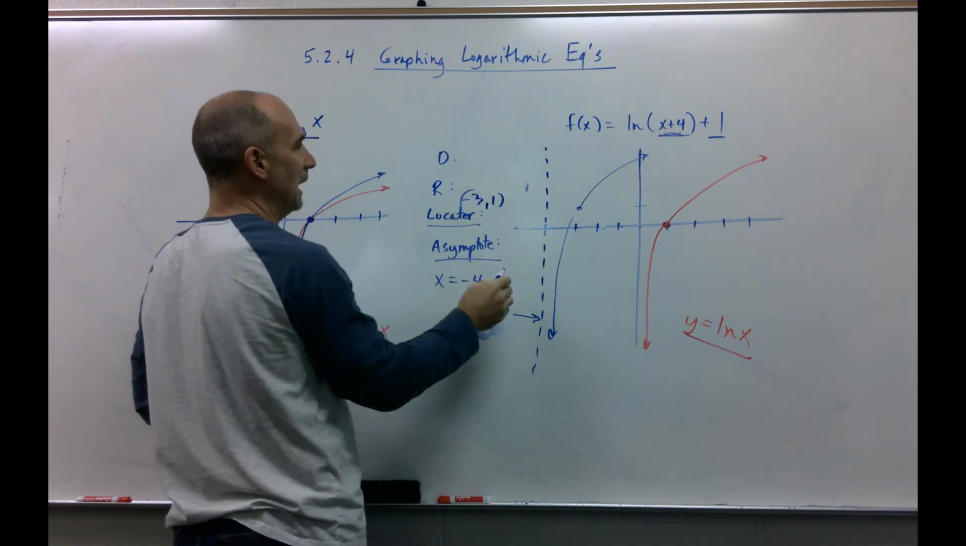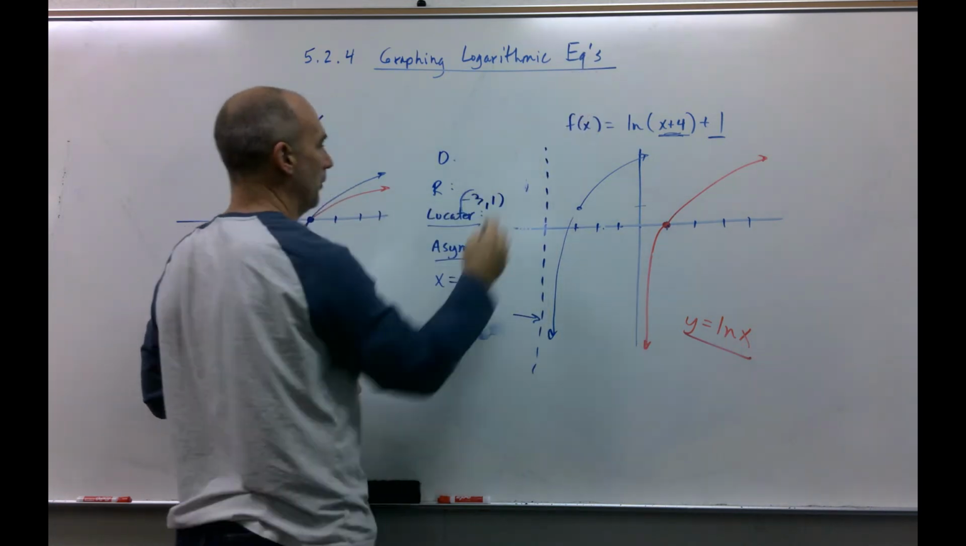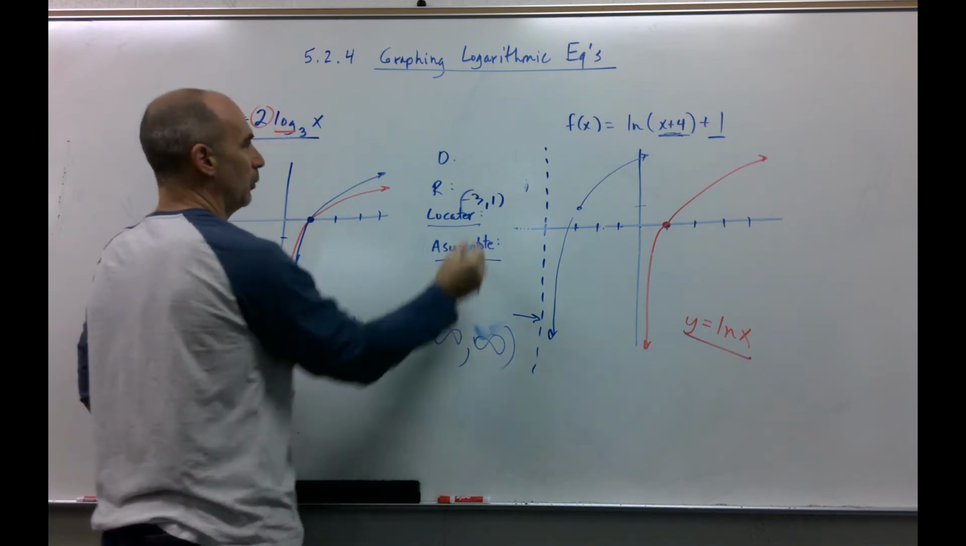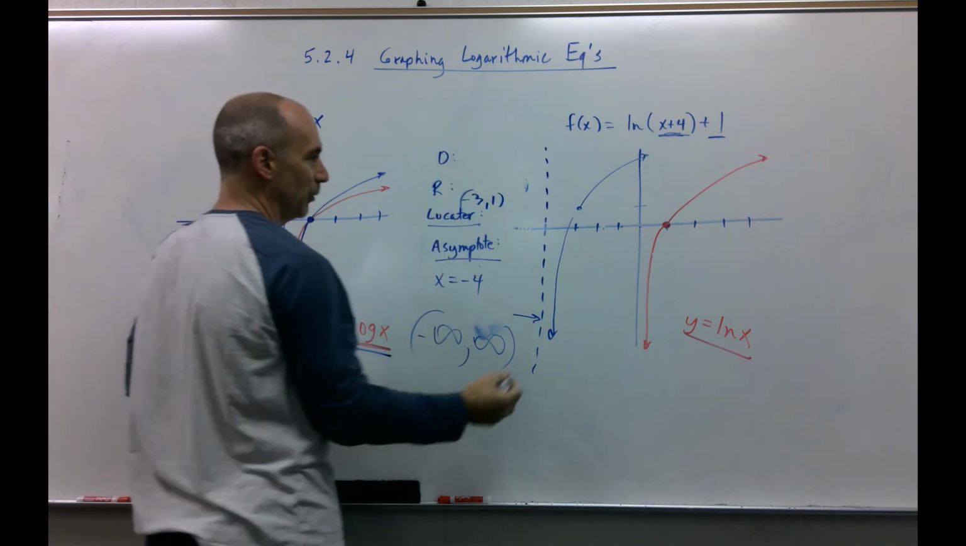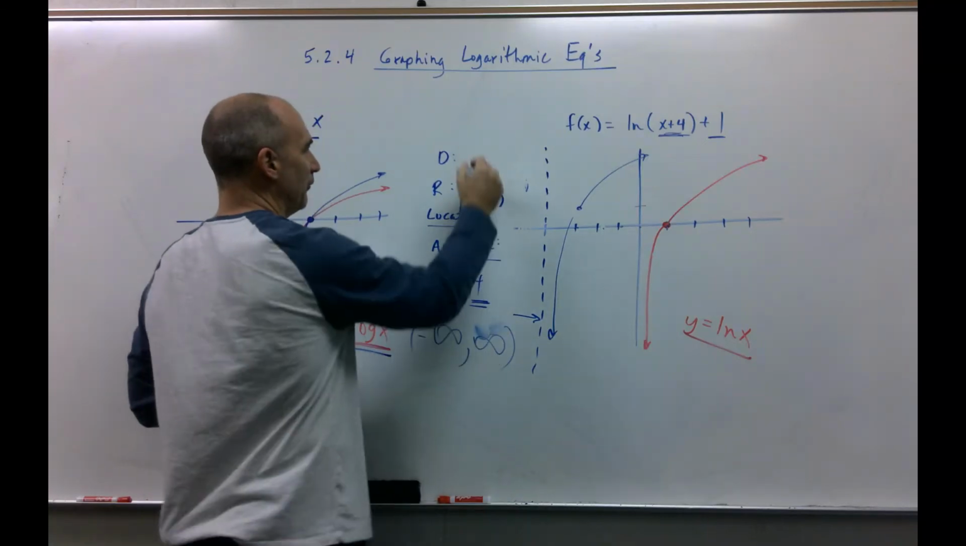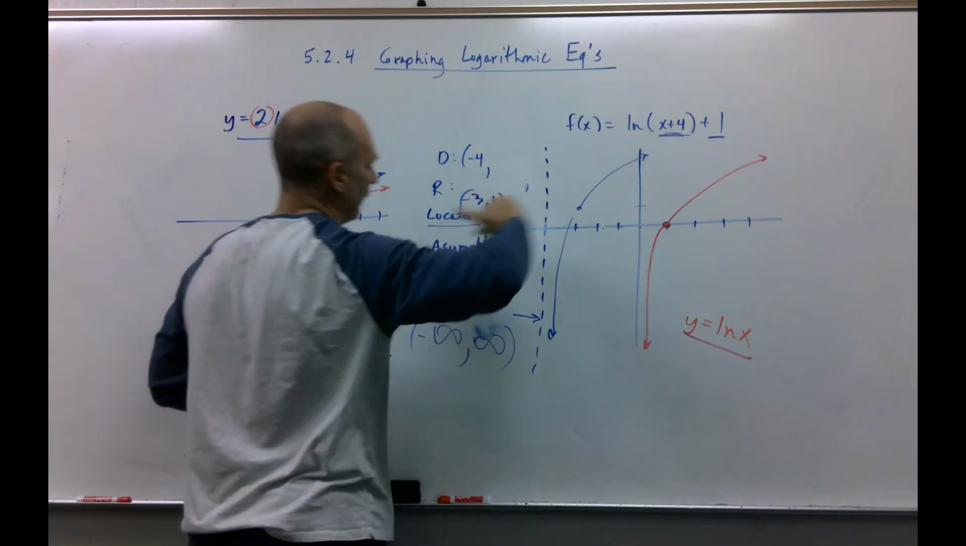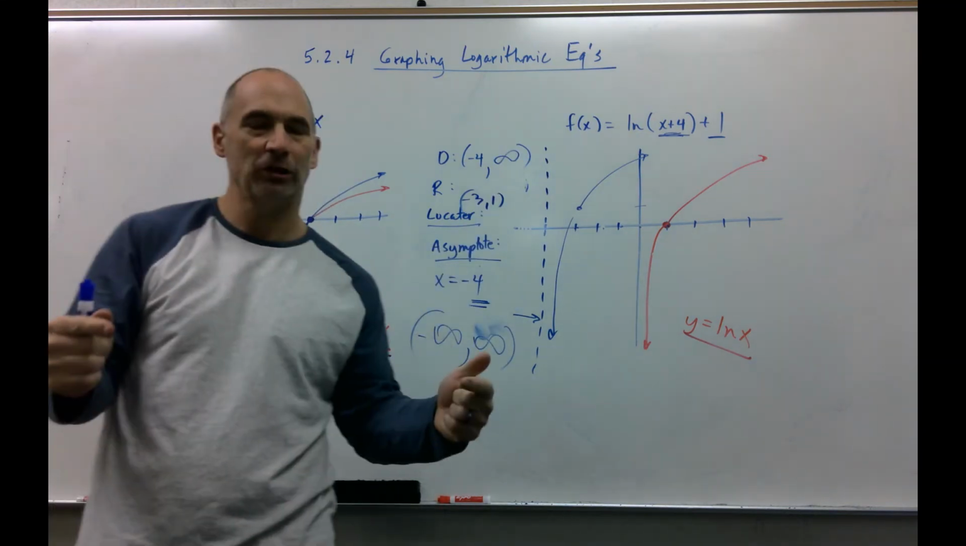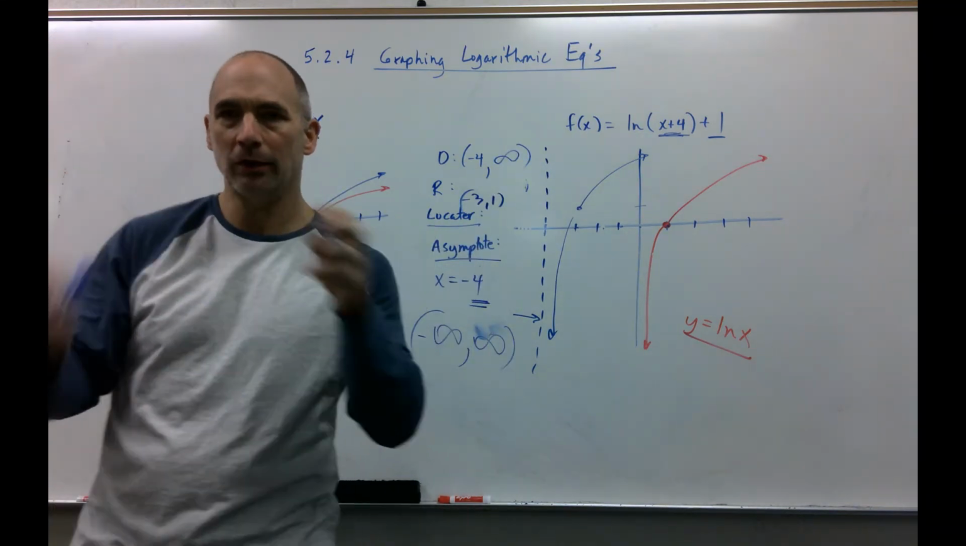What's the range? Well, it goes down and it goes up. So it's negative infinity all the way to positive infinity. What's the domain? Well, be careful with this. It's trying to get to negative 4, but it can't get there. And then it goes to the right forever. So there's some transformation in relation to your log functions.